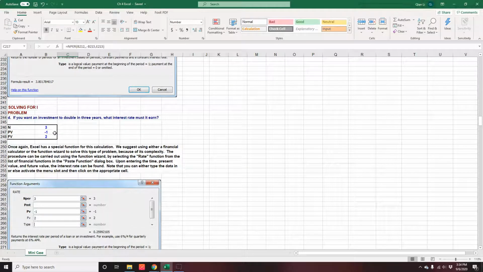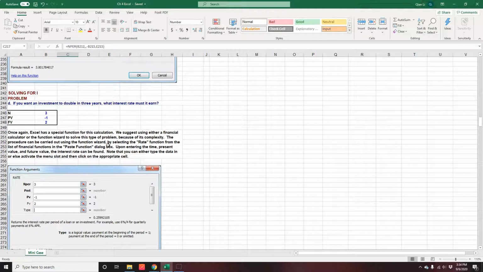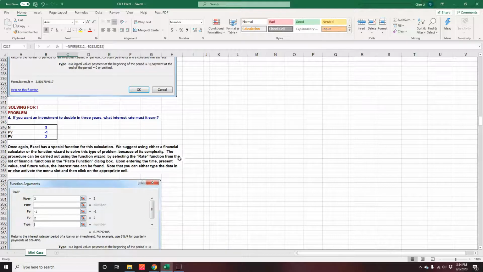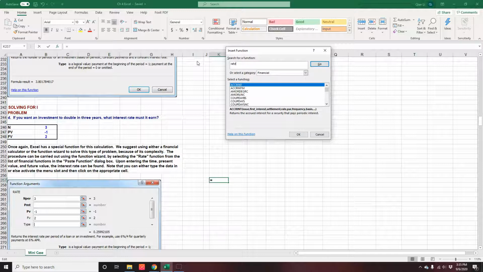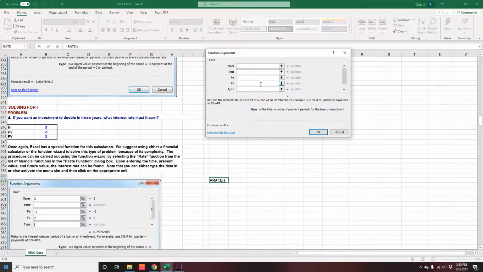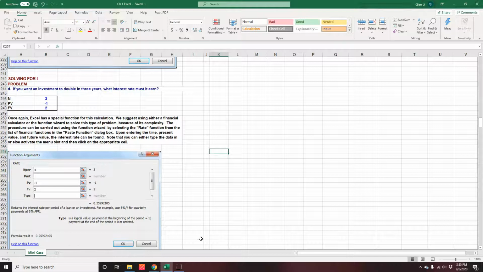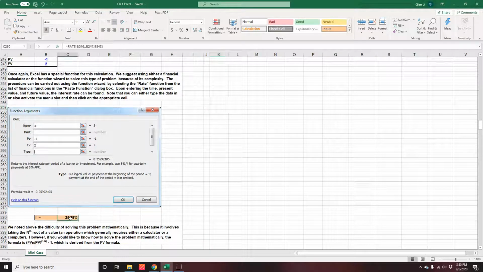As long as these two, PV and FV, have different signs, you should be fine. To solve for the interest rate, in this case, what is the rate of return that you need to make your $1 investment double in 3 years? From the function wizard, you can find the rate formula in financial, and the first one here is the same thing as what you have here. Input the numbers, click on OK, and you can solve this.